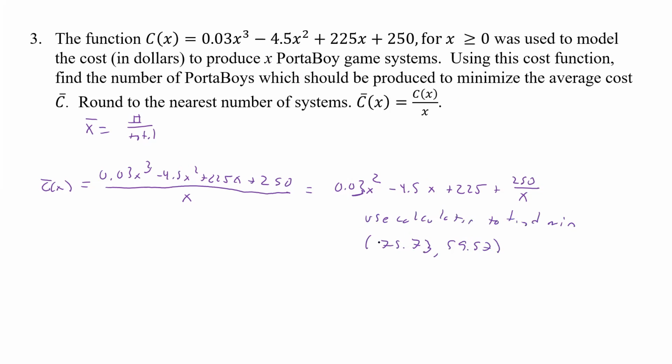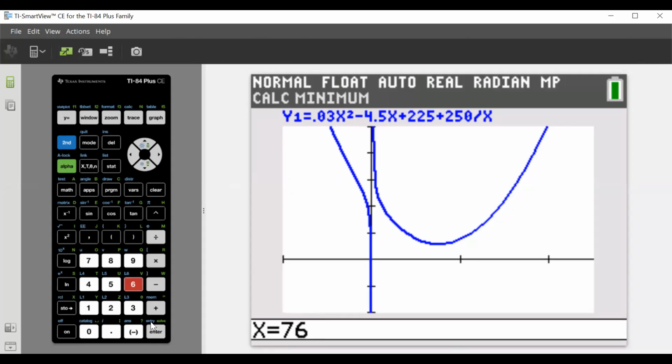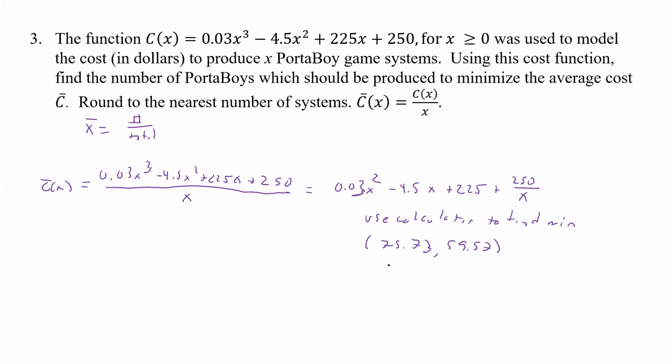Okay, now x is the number of portable game systems, and y is going to be the average cost. Now, can we make a 0.73 game system? Nah. So let's round that up to an even number. Let's say we want to find at 76, because that's what we would round to. We'd round it up, and that's going to be the cost for an even number of systems. So we round up and use the calculator again, and we get 76 and 59.57 again.